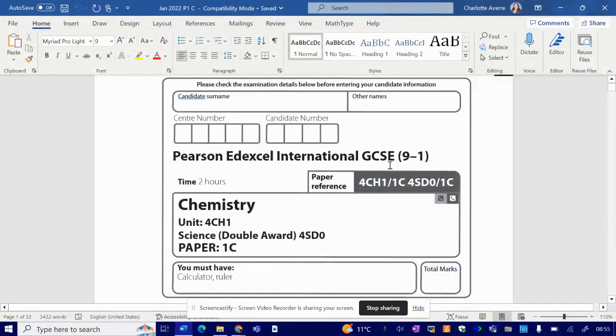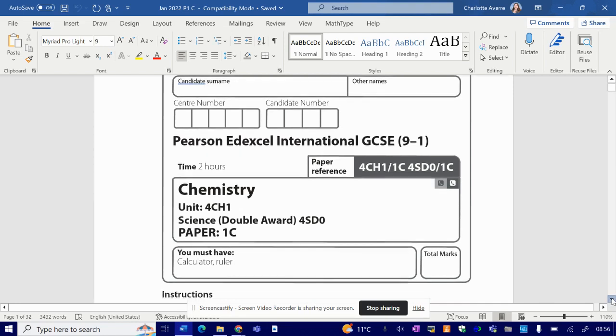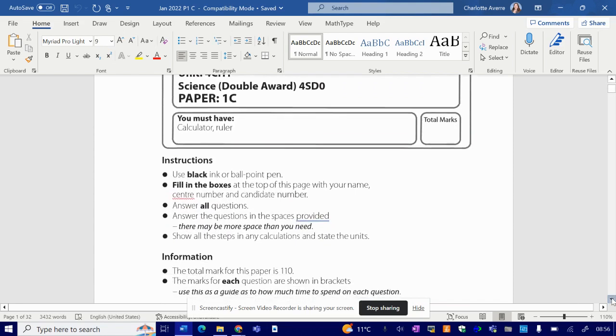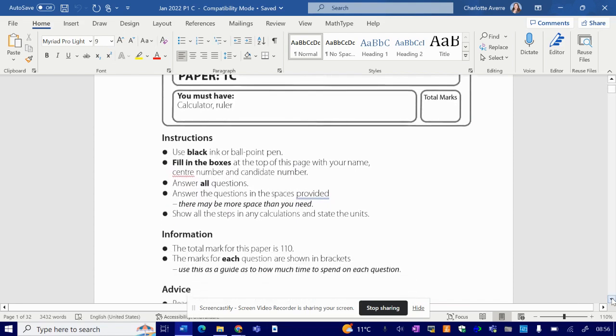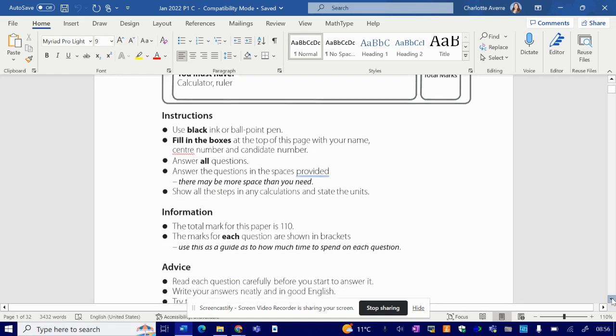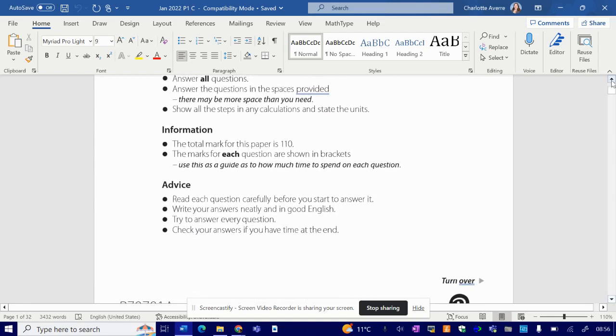And this is the paper. You'll see that it says double award on the front. Don't worry about that. Remember, the paper 1 is common between the double award and the separate science. You've then got the extra paper 2, which covers the separate science only material. Make sure you've got all the equipment that you need. You need a calculator, you need a ruler, you need your periodic table. In the exam you'll be provided with one, but for today make sure you've got your periodic table available.